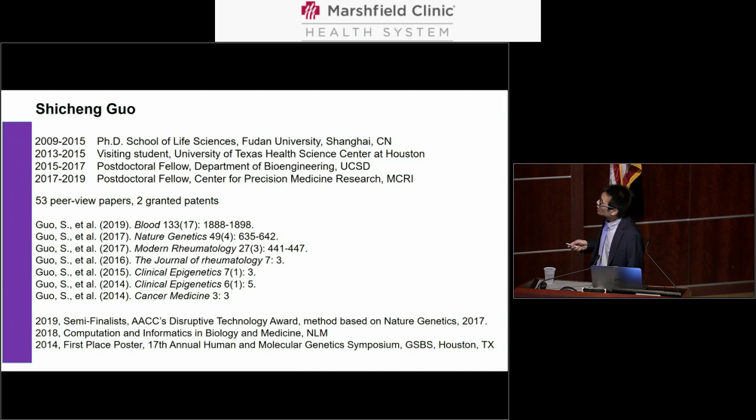So in the past 10 years, I published 53 peer-reviewed papers and have 2 granted patents. Another one is under review. For the first author publications, it's like this. This only shows the first author papers, and I didn't show the co-author ones. For the awards, I received several awards after I came to the US, for example in 2014, 18, and 19. So this is a very brief report.